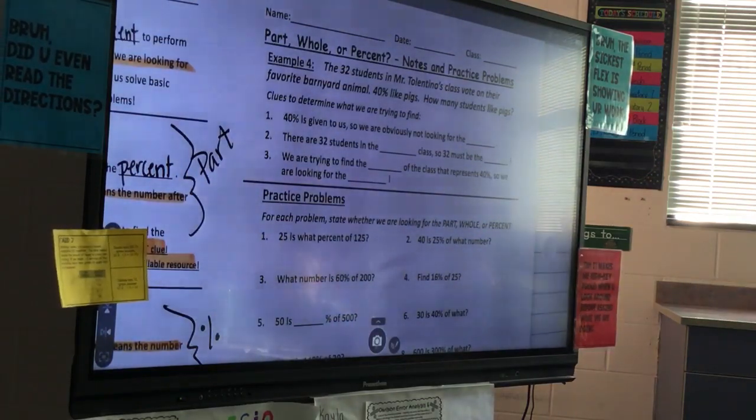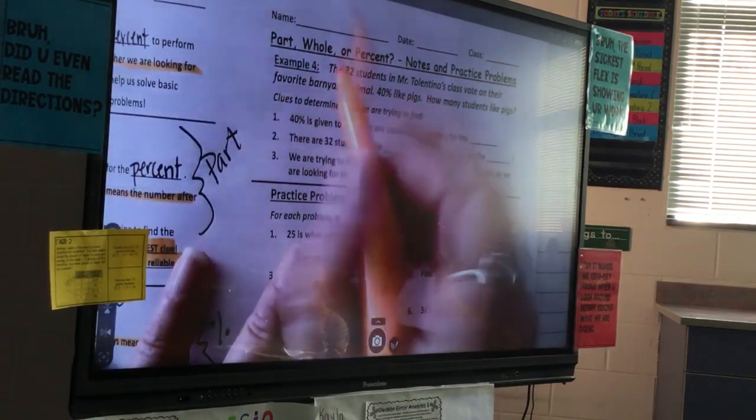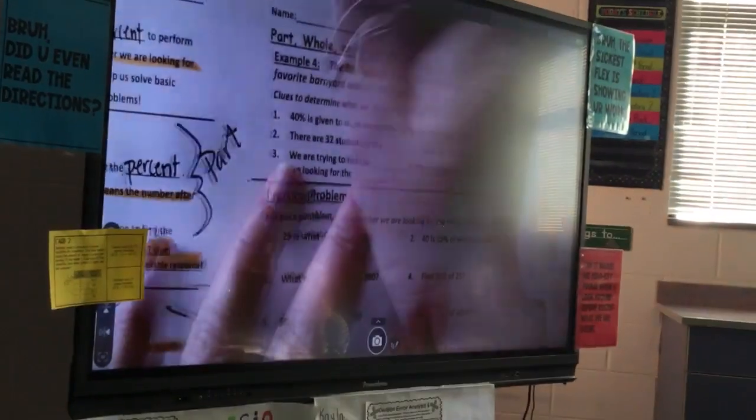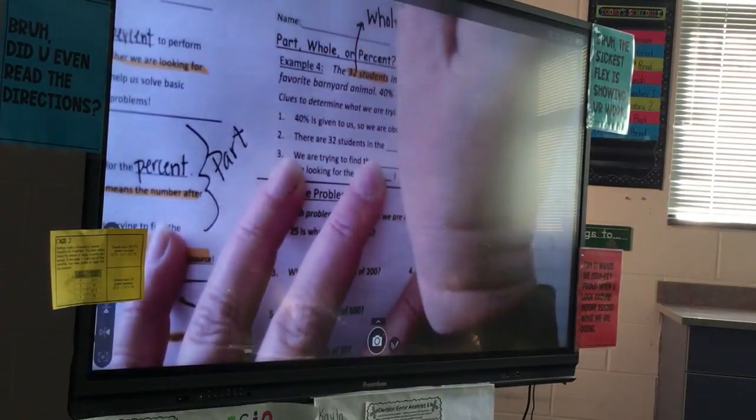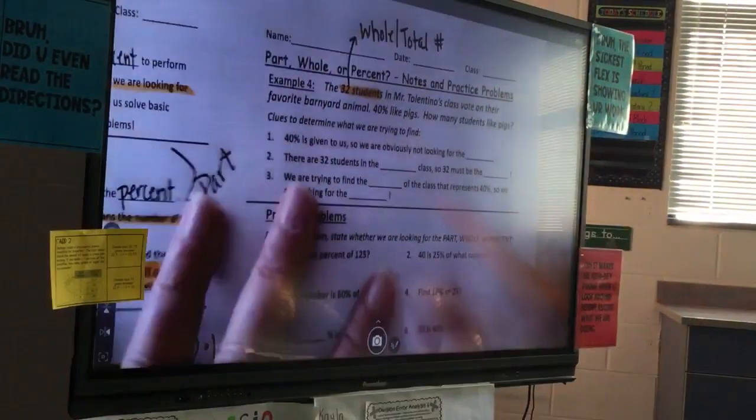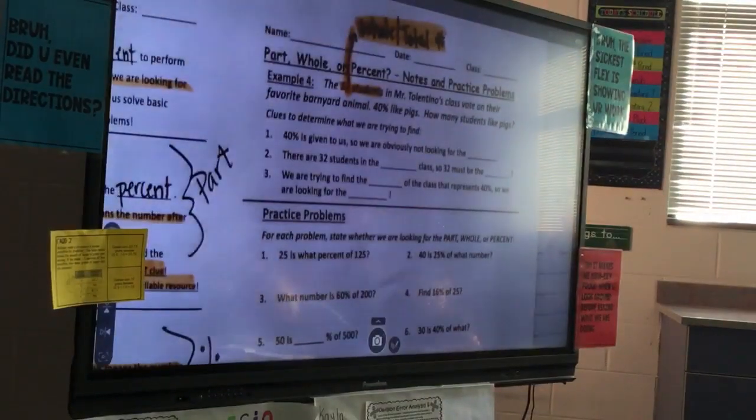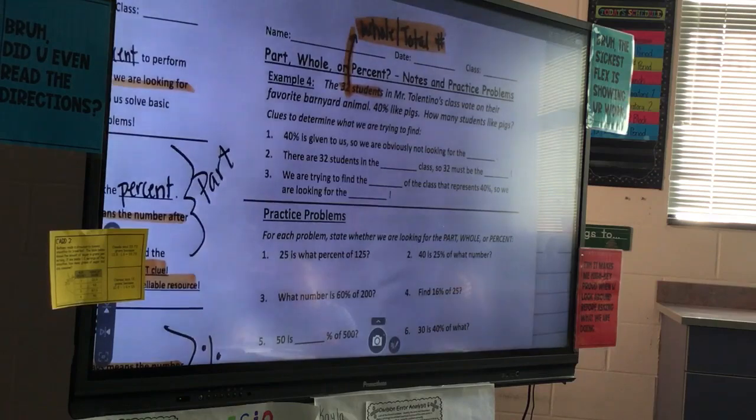So raise your hand and tell me what is important in that first sentence. What's important in the first sentence? BK? 32 students. Okay, 32 students. Now, BK, can you tell me what 32 students is representing? The whole. All right, this is your whole or your total, right? So please make sure that you have this there as well, so you know that is the whole, that is the total. So are we looking for the whole here? No, why not? We already have it, right? So we already have the whole, so check that off. We're not doing that one.